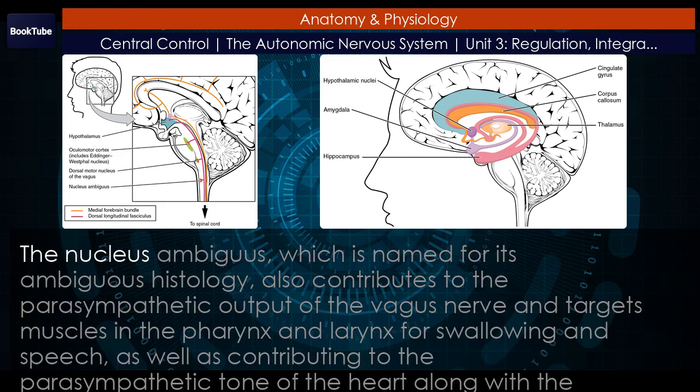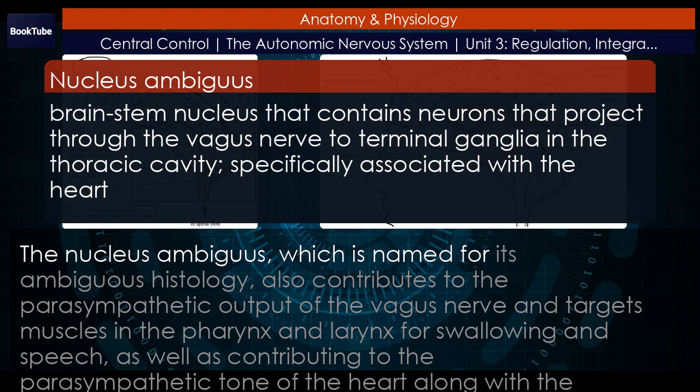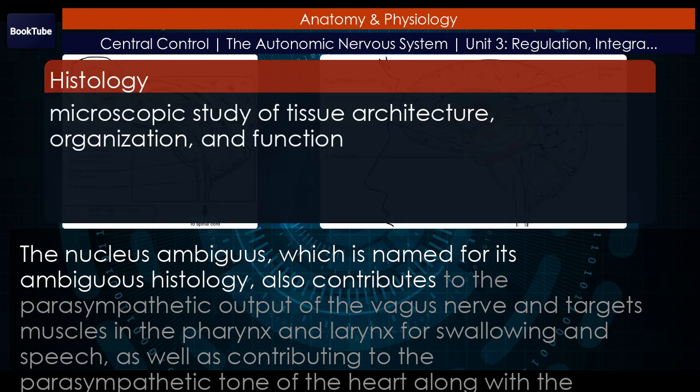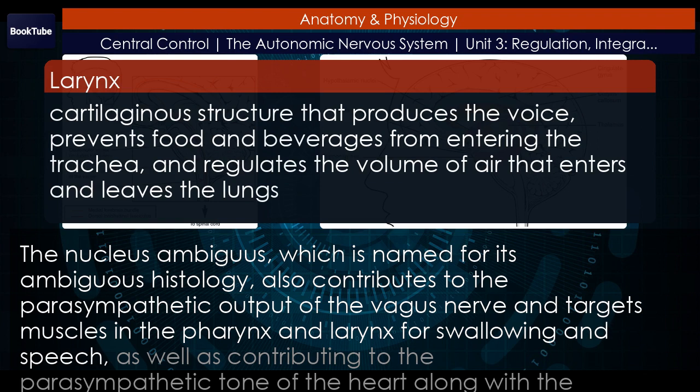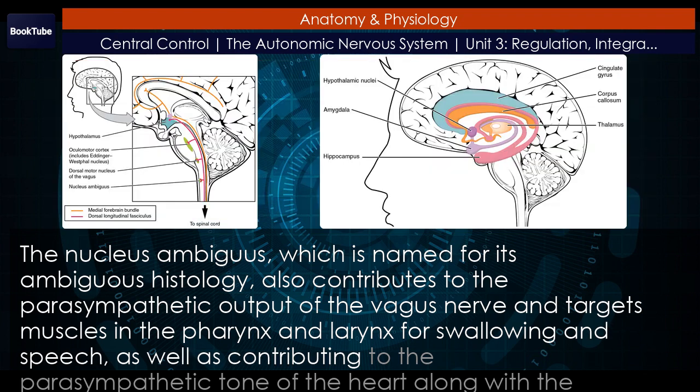The nucleus ambiguus, which is named for its ambiguous histology, also contributes to the parasympathetic output of the vagus nerve and targets muscles in the pharynx and larynx for swallowing and speech, as well as contributing to the parasympathetic tone of the heart along with the dorsal motor nucleus of the vagus.